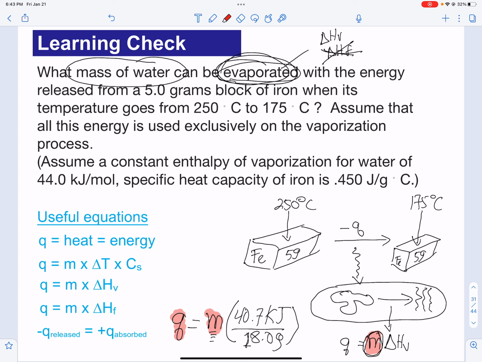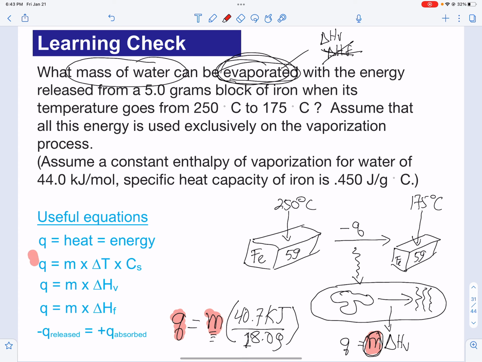Imagine you have the hot block of iron, and you put water on it, and the water evaporates. So how can I find the Q that is coming out of the block of iron, which should be the same as the Q that the water is absorbing? The hot body releases energy, the colder body absorbs energy. That's from 1411. So how can I find that Q? Well, I'm going to go back to 1411.